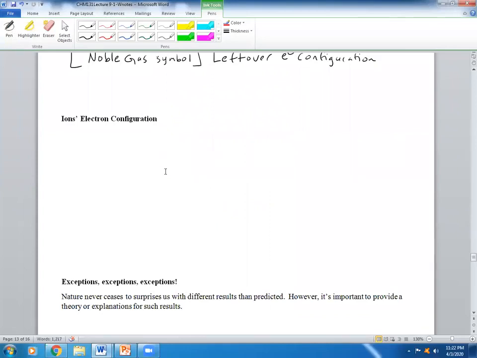What about electron configuration for ions? For ions, what you have to do is take away the electrons from the last or the highest energy orbital. So let's look at sodium one more time. And if you recall, sodium has a +1 charge. And the plus means it lost 1 electron.